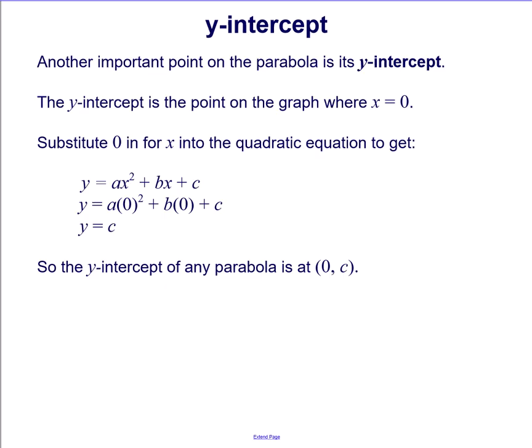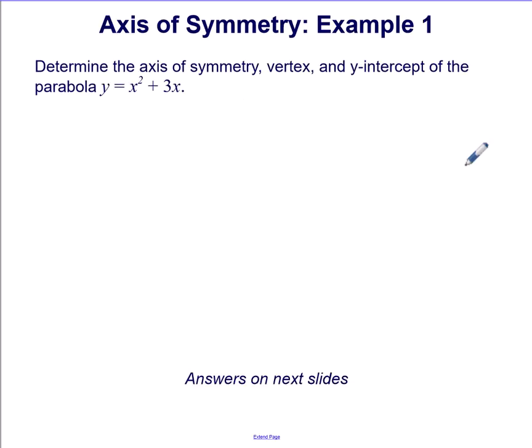Another important point on the parabola is its y-intercept. The y-intercept is the point on the graph where x is equal to 0. It's also the place where the graph crosses the y-axis. To find the y-intercept, we substitute 0 in for x into the quadratic equation to get the following. Here's the general quadratic equation. Replace x with 0, and we end up that y is equal to c. So the y-intercept of any parabola is located at (0, c), where c is the constant term of the general quadratic equation.